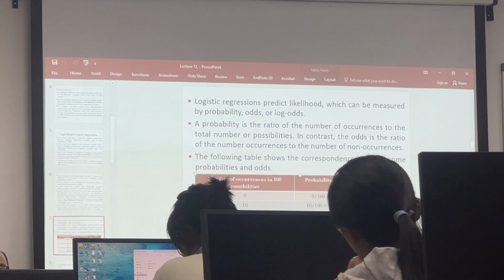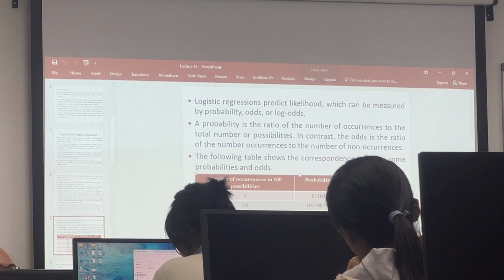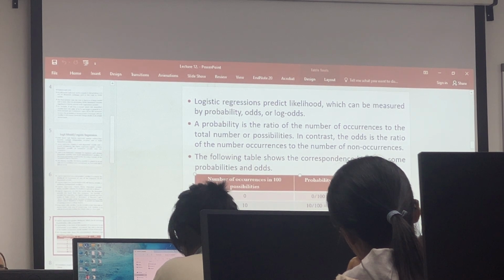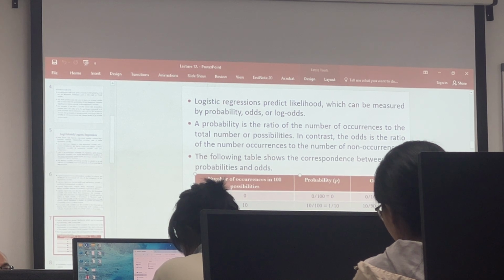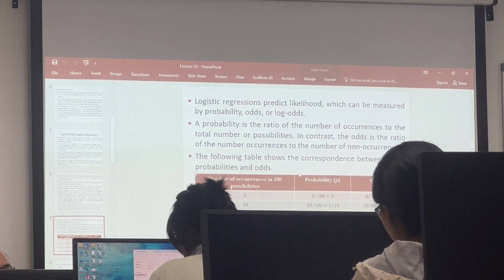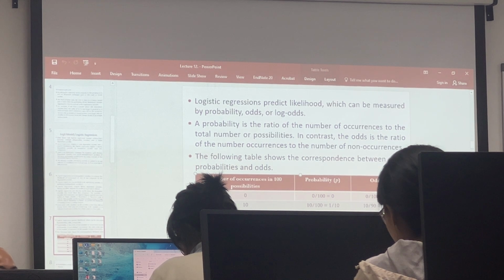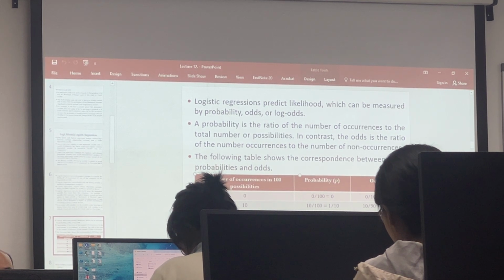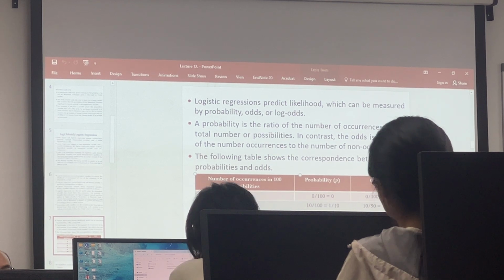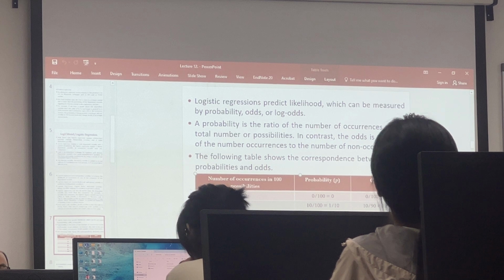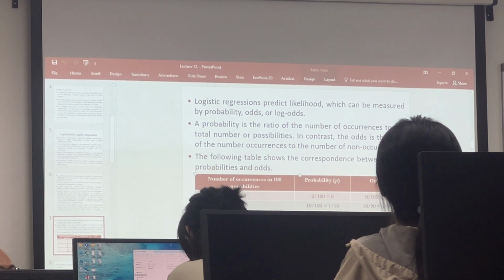So you see the difference between probability and odds. Probability is the number of successes over the total possibilities. Odds is the number of successes over the non-successes, success over non-success. That's the odds ratio. Take another example. If 25 are heads, then the percentage of getting heads is 25%, but in terms of odds, it is 1 over 3.